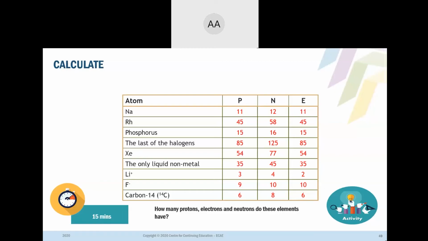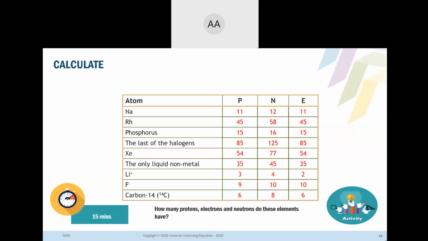What's the only liquid non-metal? The only liquid non-metal. Bromine. Then we have lithium with a charge. Very good. Then we have fluorine with a negative charge. And carbon 14, not 12, carbon 14.